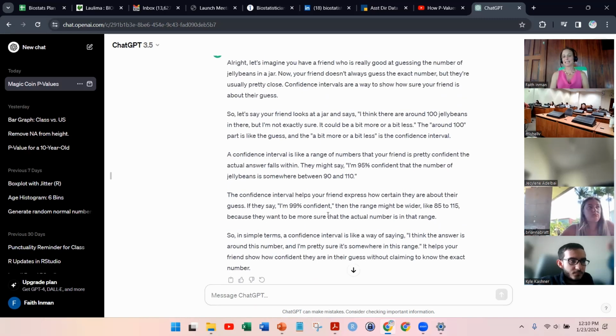So yeah, if you said I'm 95% confident that the number of jelly beans is somewhere between 90 and 110, then you could say the number of jelly beans is 100 plus or minus 10, right? That's how you would express it. Plus or minus 10, 95% confidence interval.